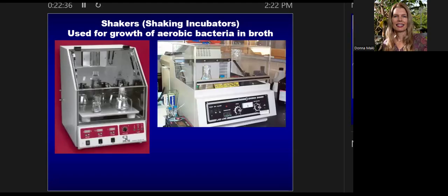But basically what you do is you grow, at least with aerobic organisms like E. coli or the Streptomyces, you grow them on shakers where they're sitting on a platform, you can see a little bit better maybe on the left. And you put the test tubes or the flasks on clamps in there, and then you turn the shaker on and the platform just rotates.